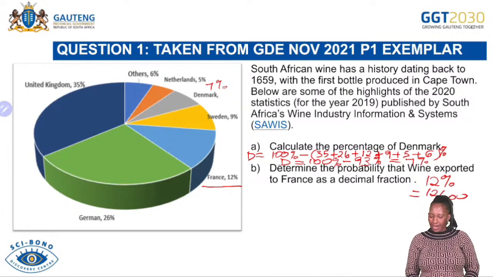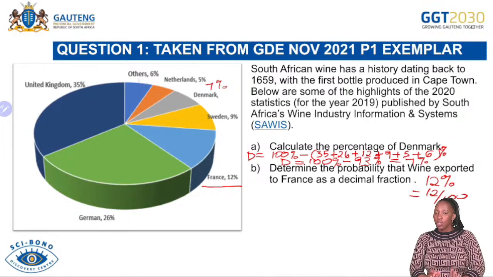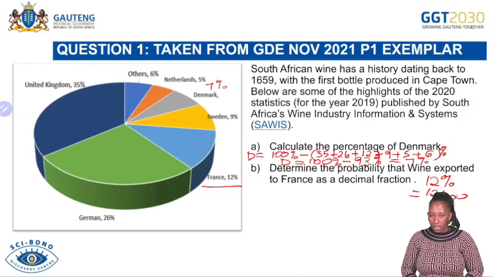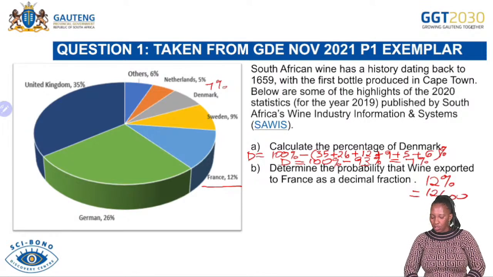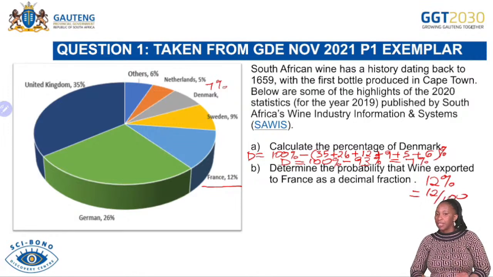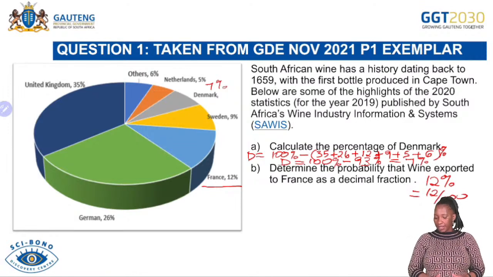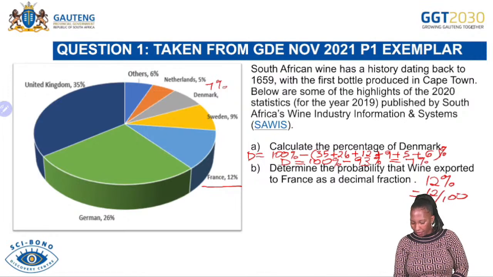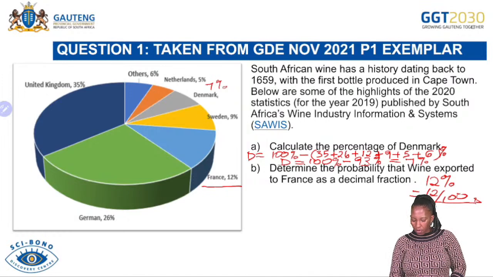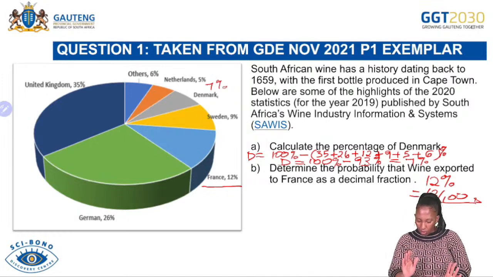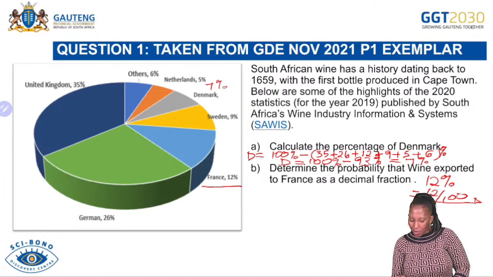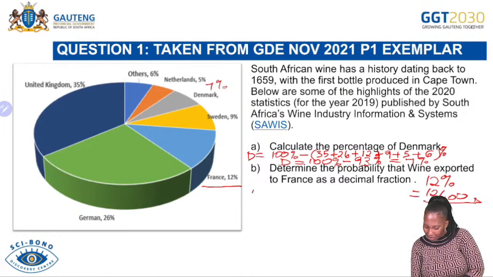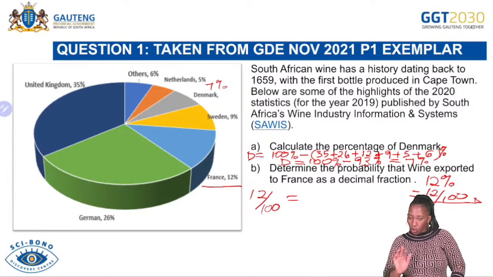So when they say write the answer as a fraction, it's so easy because you are already given the 12%, and then you just write 12% as a fraction. You know the percentage sign means it is over 100. Then you simply write it as 12 over 100. Oh, pardon me, because they said as a decimal fraction, so it is 12 over 100, and then as a decimal fraction, you go to your calculator.